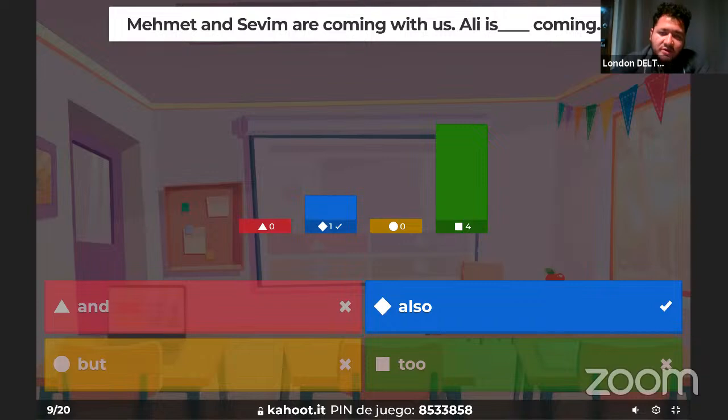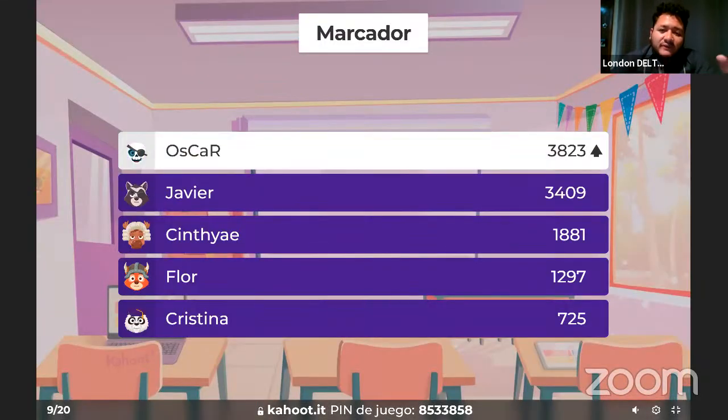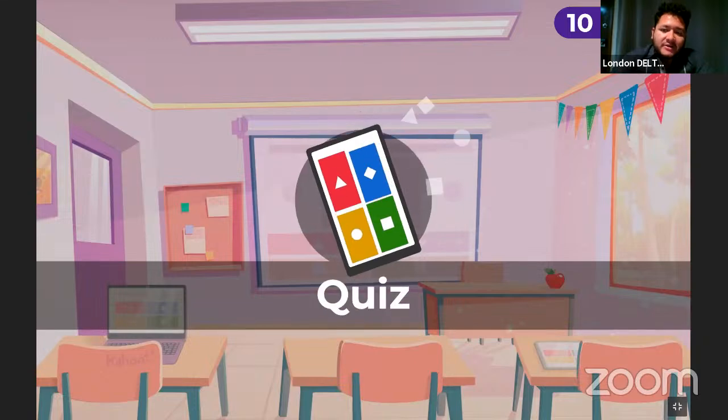Lo veremos hoy en un momento. Creo que aquí en este ejercicio no está. So the conjunctions have functions. Las conjunciones tienen funciones. So let's try to check in the next exercise. Vamos a ver en el siguiente ejercicio cuál es la función de la palabra que tendremos.